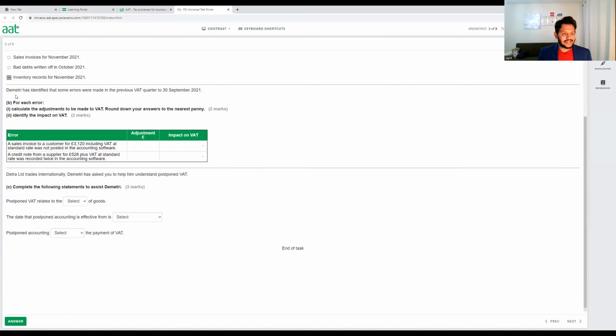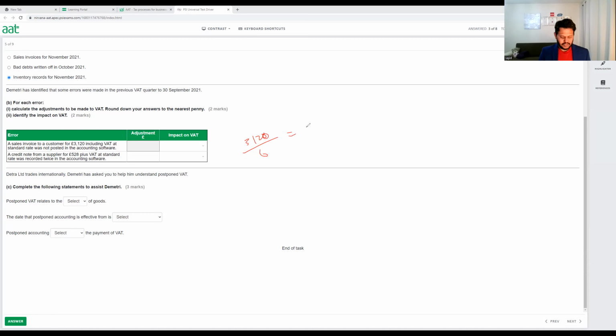The next one we have here is that D has identified that some errors were made in the previous VAT return for the quarter ended 30 September 2021. For each error, calculate the adjustment, round down your answer to the nearest penny, and identify the impact. Okay, let's have a look. The first one is a sales invoice to a customer for 3120, including VAT at the standard rate, which was not posted in the accounting software. So let's have a look at how much it is. So 3120, including VAT, means divide by 6.